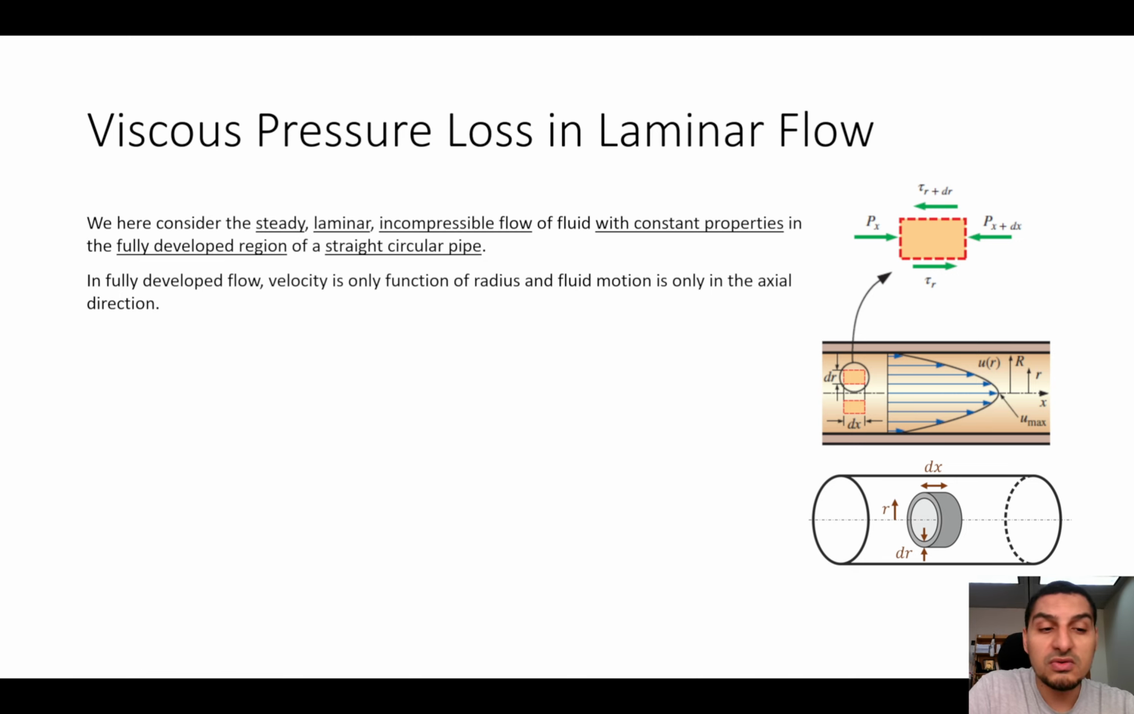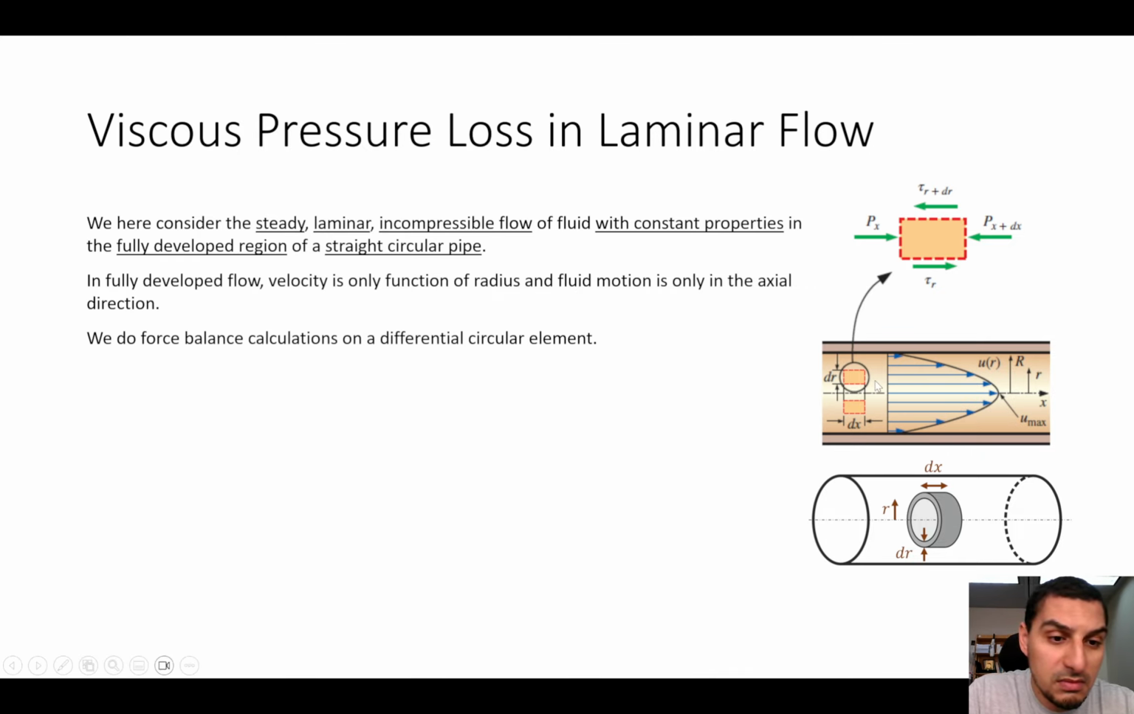So the velocity is only a function of the radius, not a function of the axial length. But the pressure is going to be a function of the axial dimension, the length of the pipe, because it's decreasing as the fluid moves forward. That's why, as we do all the time, we'll take an element of the fluid and do a balance on it. The element has to have two differential dimensions: the differential length, because this is what the pressure is changing with, and the differential radius, because this is what the velocity is changing with.